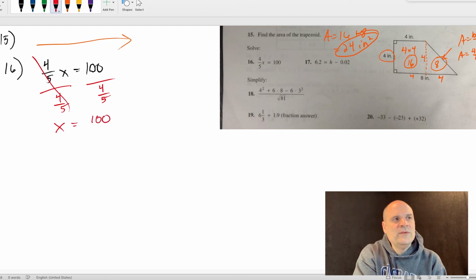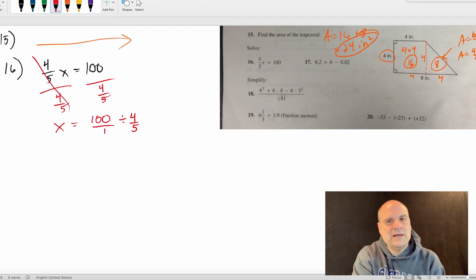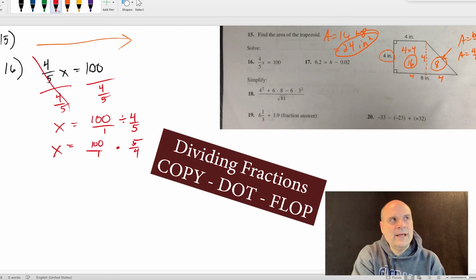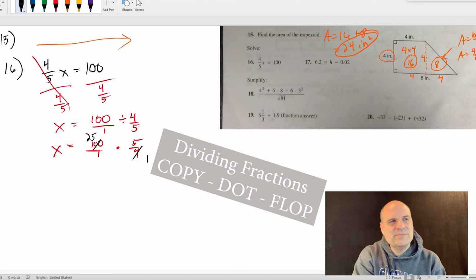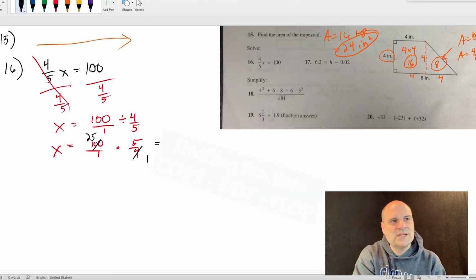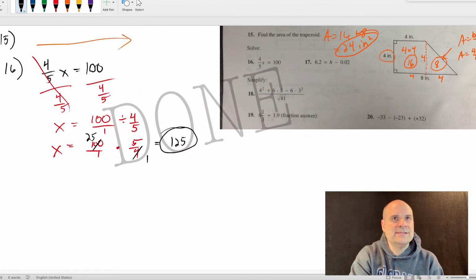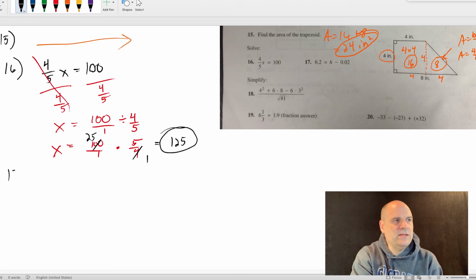100 divided by 4/5. Remember, you can only divide fractions with fractions, so turn that 100 into a fraction by throwing it over 1. Now we're going to copy, dot, flop. Cross reduce: 4 goes into 100 25 times. Now we just multiply 25 times 5, which is 125. Boom, done. Nice.